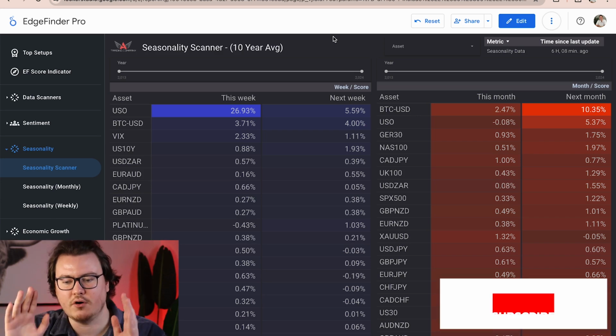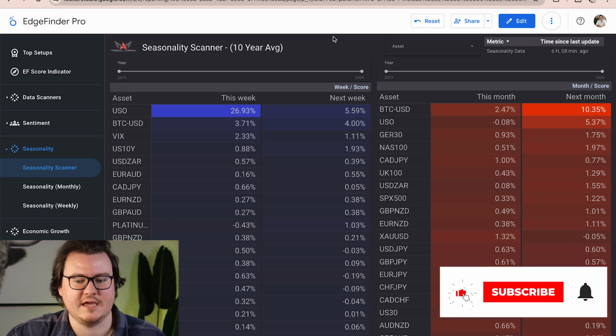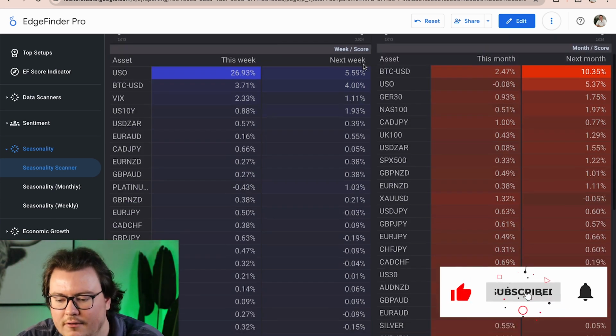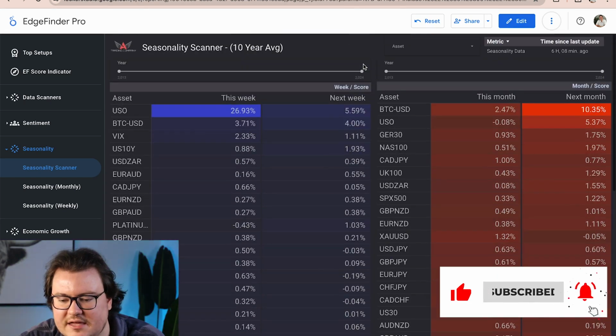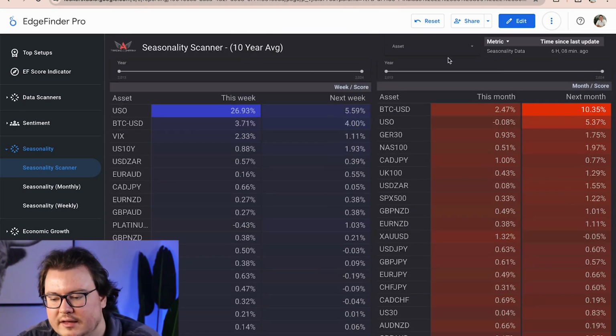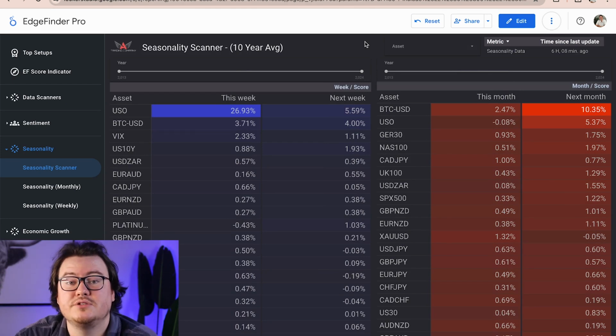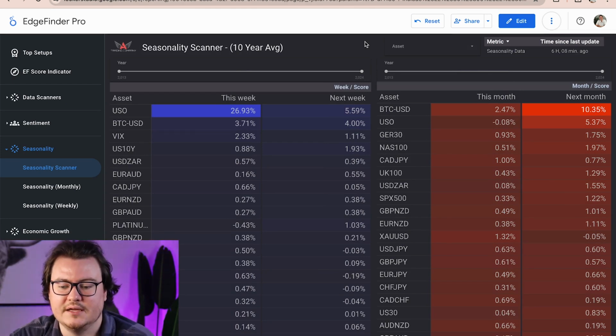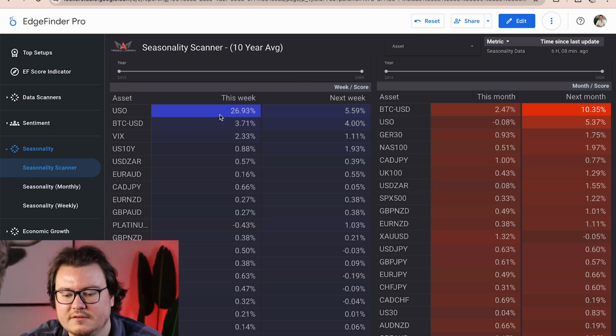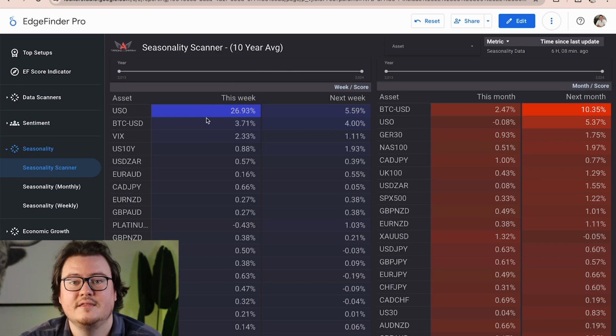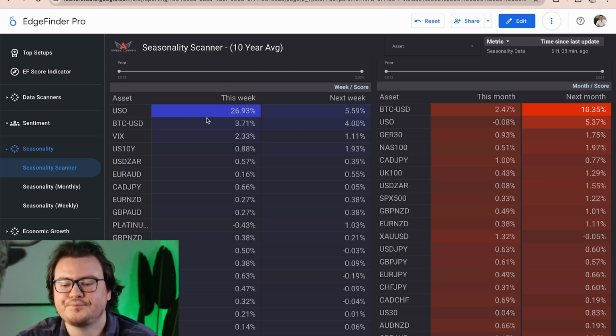So this is our overall seasonality scanner page. This is where you can see all of our assets that we have listed in the Edge Finder, and we're looking at weekly and monthly at the same time. Now, there's a lot that we can do here with this. So I'm just going to start off by checking out the weekly. So at the very top, we see our most bullish weekly asset this week, and it's oil.